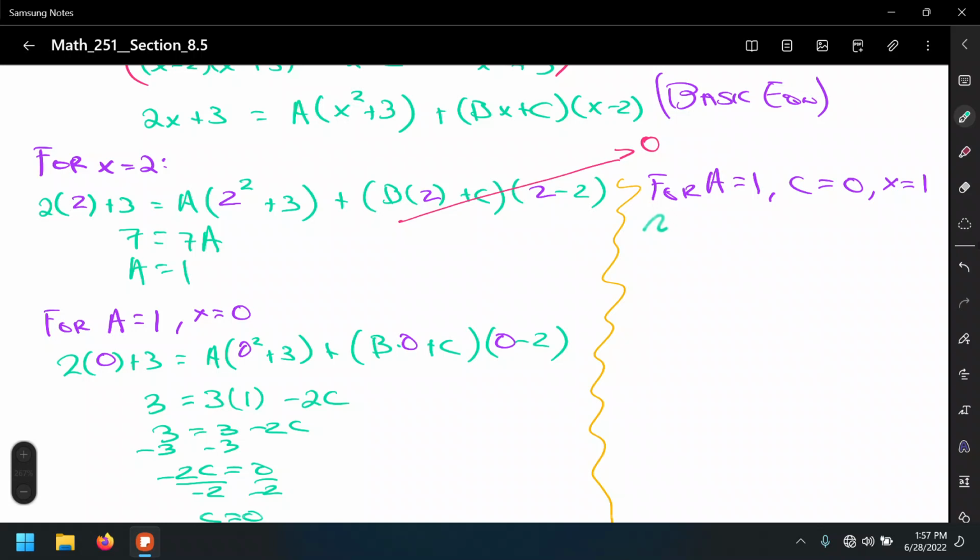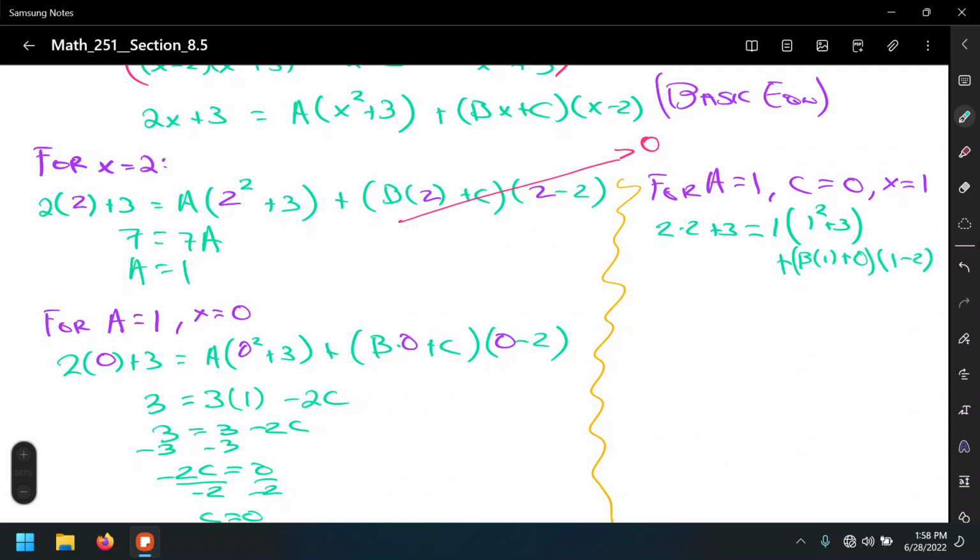So let's plug it in. So 2 times 1 plus 3 equals A, which is in this case 1, times 1 squared plus 3, plus B times 1, plus C, which is 0, times 1 minus 2.